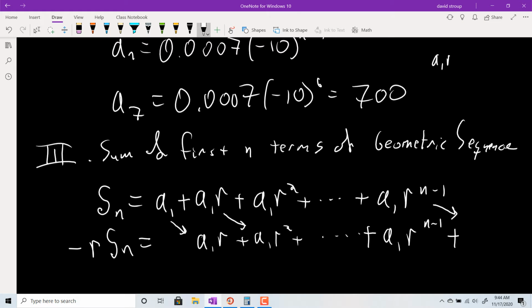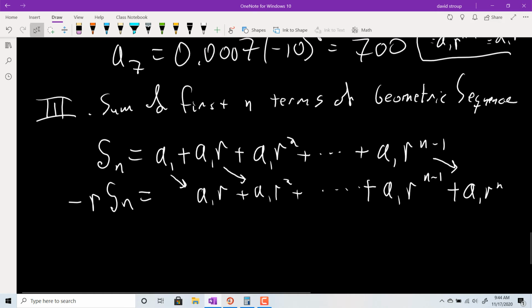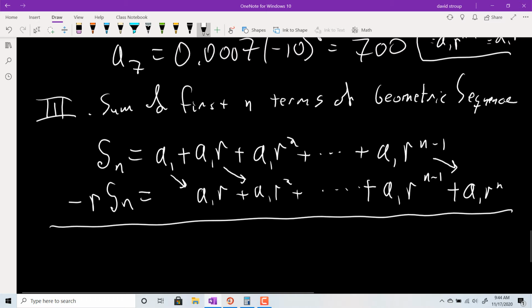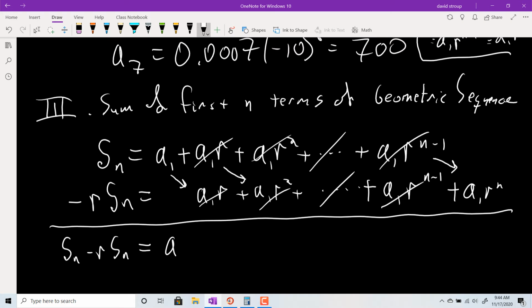I'll do that up to the top right corner here, a sub 1 r to the n minus 1 times r, well, that's really r to the 1, right? And then these are like bases, so you can add their exponents. So it'll be a sub 1 times r to the n minus 1 plus 1, which is a sub 1 r to the n. Okay, so this last term will be a sub 1 r to the n. And then we could subtract. So on the left, you'll have s sub n minus r s sub n. On the right, you have this huge cancellation. All this junk cancels, and you're just left with a sub 1 minus a sub 1 r to the n.